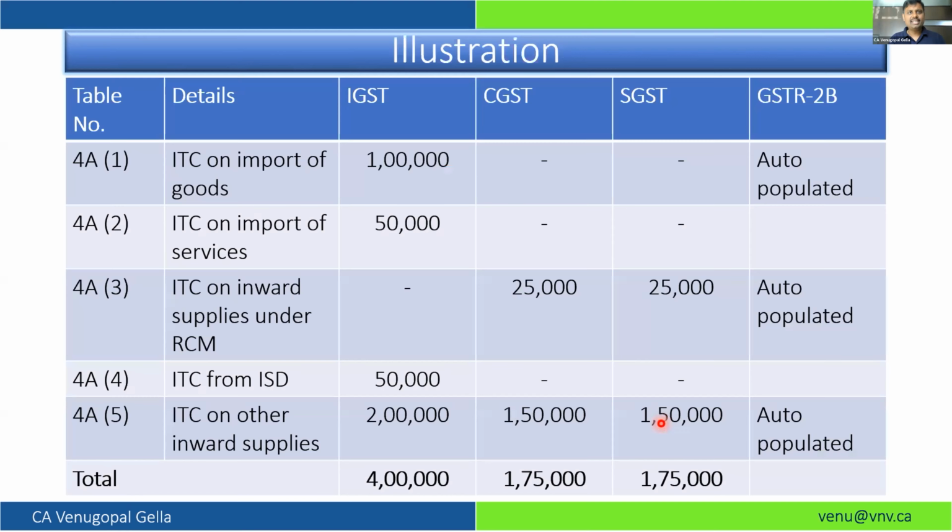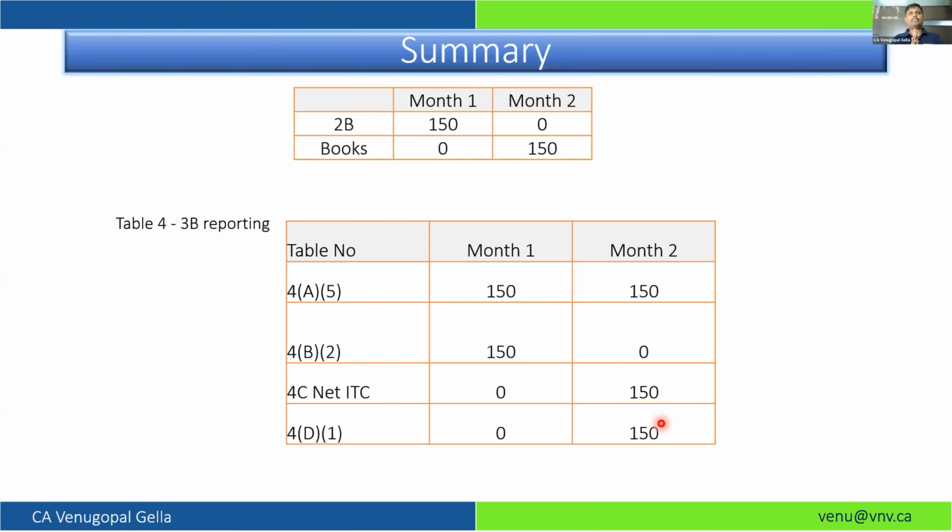Just to sum up from the previous slide: what credit you are taking and what is there in the books should match. It's just a timing difference. There is a jugglery in timing. You may see your 4A5 has come 150, total 300. But what is important is 4C, net ITC. That is what is important. Make sure your net ITC, what you are availing, is what it is eligible for.